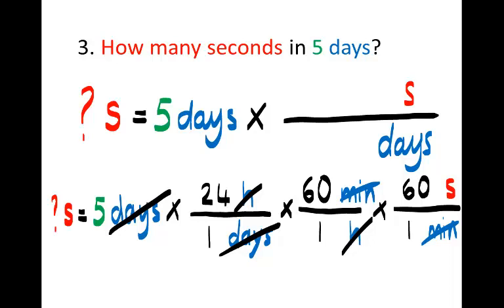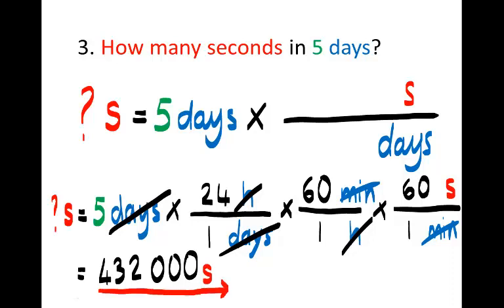Can you see we've got rid of all the units that we didn't want, and we have ended with the one that we want by using multiple conversion factors? So 5 times 24 times 60 times 60. Do that on your calculator and you will find it is 432,000, and the unit is seconds. There are 432,000 seconds in 5 days.